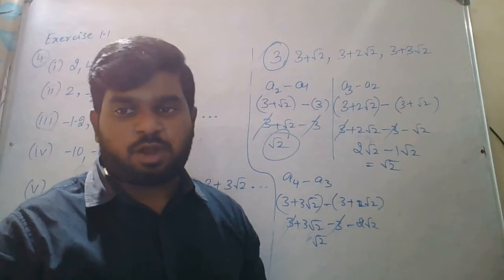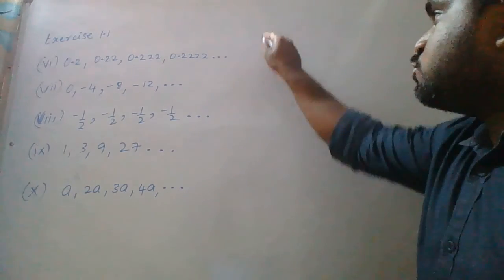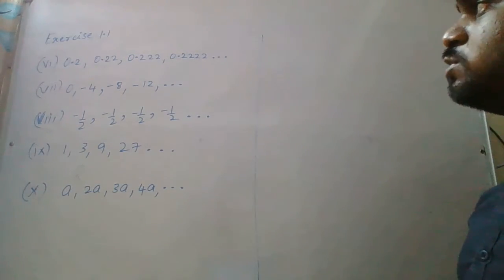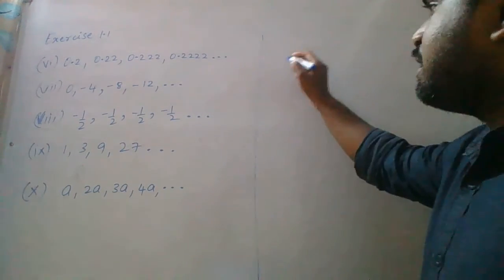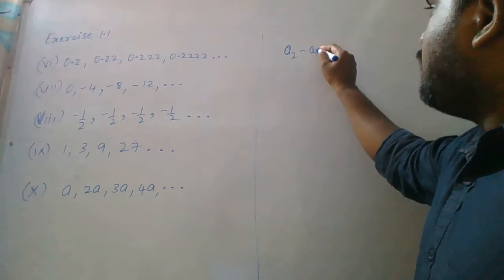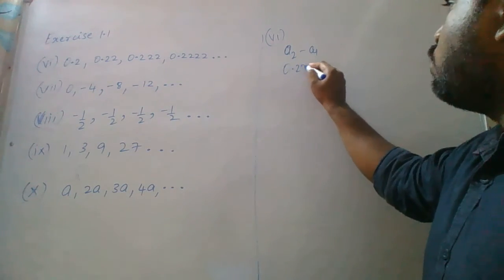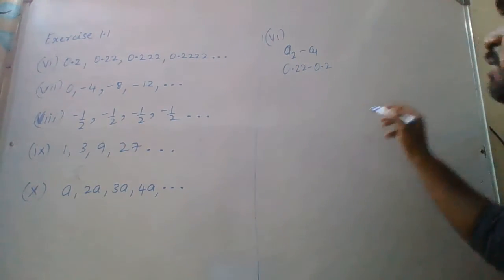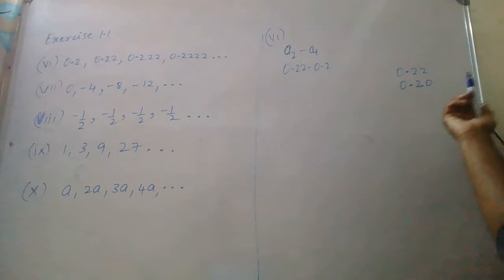So let's go with the next problems. Students, I have taken the next 5 problems. So let's go to the 6th one: 0.2, 0.22, 0.222. Okay, let's take it. First, the second term minus first term, A2 minus A1. This is for the 6th question. So A2 is 0.22 minus 0.2. Let's just subtract it. 0.22 minus 0.2. You can write it as 0.20.